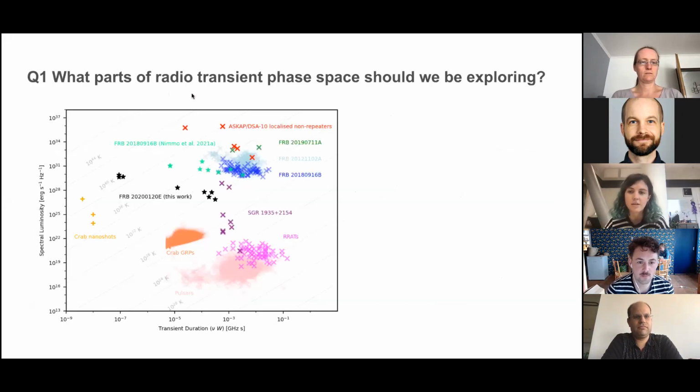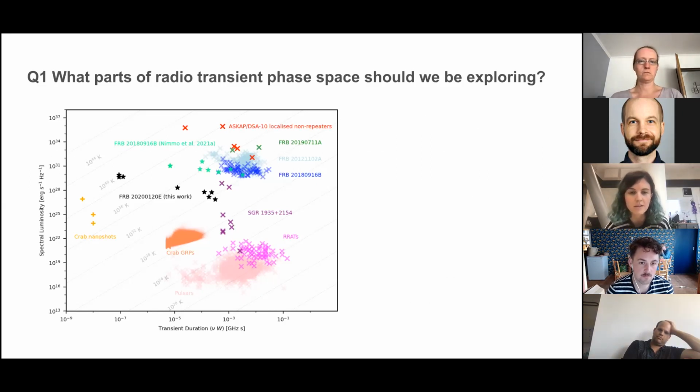So this is the transient phase space diagram for short duration transients. We have duration of the transient on the x-axis and luminosity on the y-axis. You can see a whole host of transients already on this diagram, but there are regions of the space that are relatively unexplored or just unexplored.